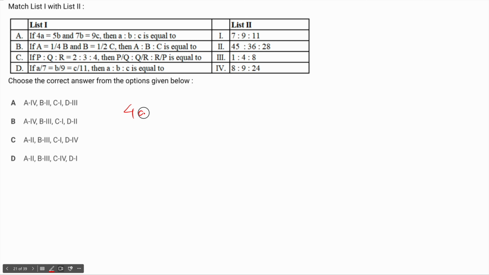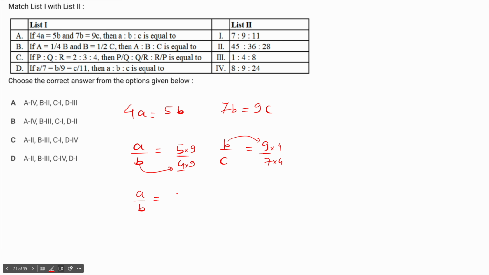So 4A is equal to 5B. From here, I will get A by B is equal to 5 by 4. And 7B is equal to 9C. From here, I get B by C is 9 by 7. B corresponds to 4 here and B corresponds to 9 here. Let's multiply here above and below by 9. And let's multiply here above and below by 4. The LCM of 4 and 9 basically is 9 into 4. Okay. So A upon B will be 45 by 36. And B upon C will be 36 by 28. From here, I get the ratio of A, B, and C as 45 is to 36 is to 28.